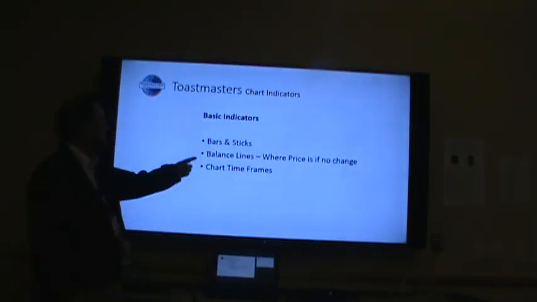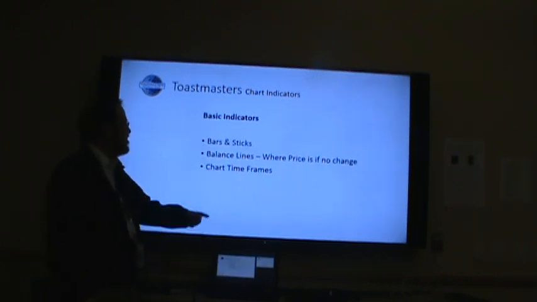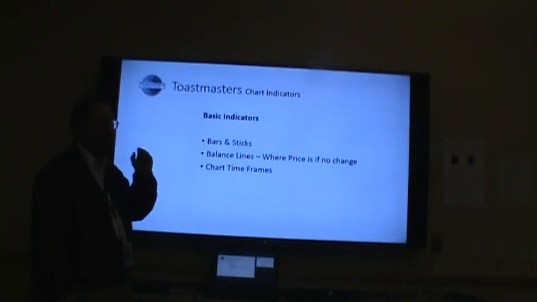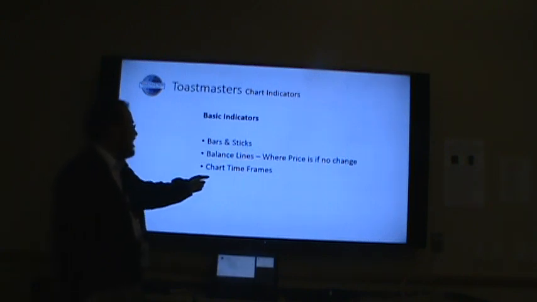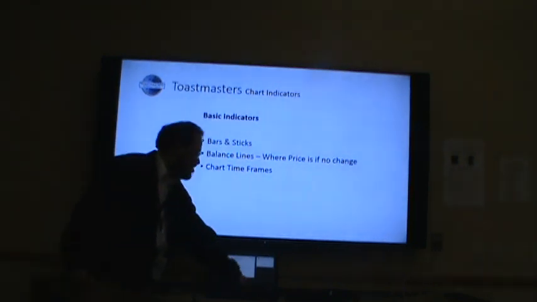So let's start. Basic indicators on a chart. We kind of went over this the last time. This is kind of a review. We have bars and sticks. We have balanced lines. The balanced lines, remember, they tell you where the price would have been if there was no change in the market, no price change. And then I'm going to go over these chart time frames more in detail. We just touched upon it in the last presentation.